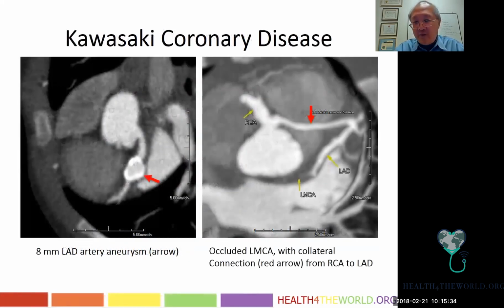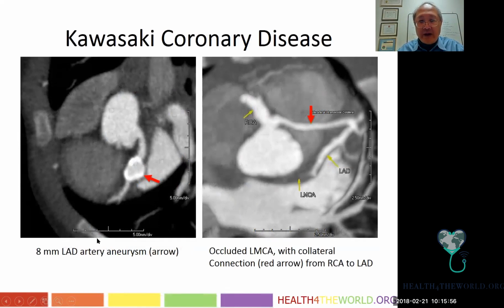Now, switching gears away from coronary arteries, we're going to look at other applications. Here are two examples of patients who suffer from Kawasaki coronary disease. As you know, this is a disease that affects young children, typically up to age 5 or 8 or so. The sequelae of developing coronary aneurysm, however, can persist for the rest of their lives.